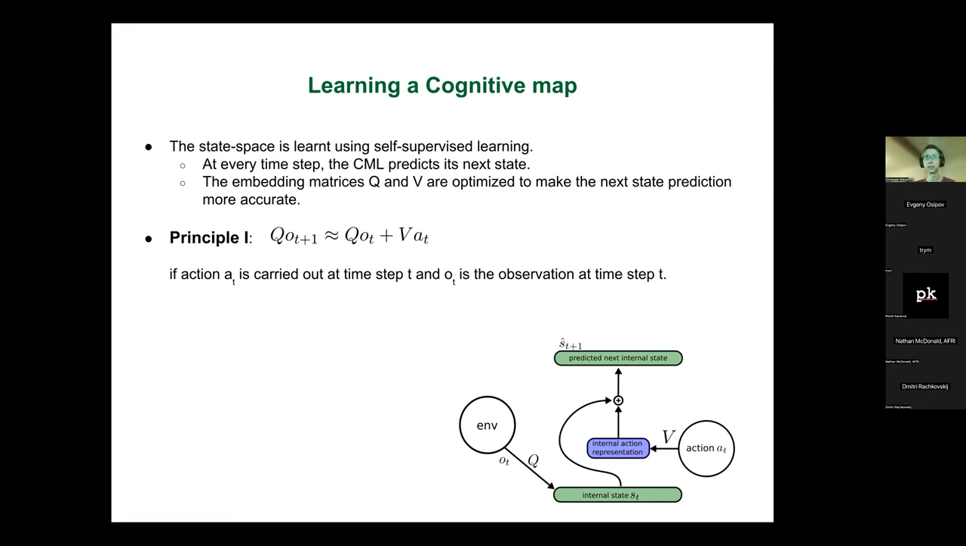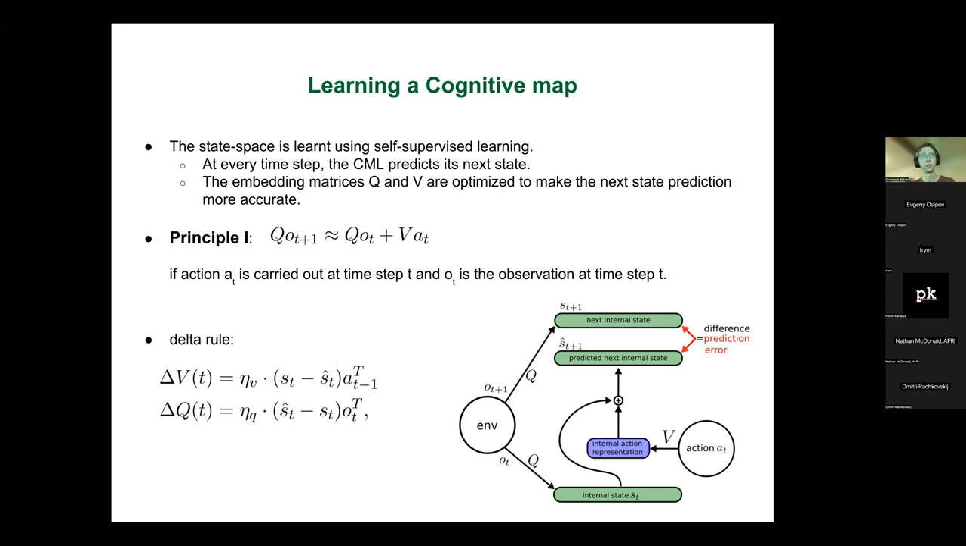And then in the next time step, we actually know what the next state is because we get the next observation. And we can compute a difference, a prediction error. And this prediction error can be used in self-supervised learning to optimize this matrix system. We can do this using the so-called delta rule, which is nice because it's a local plasticity rule, where basically you can see it's just the learning rate times this error term.